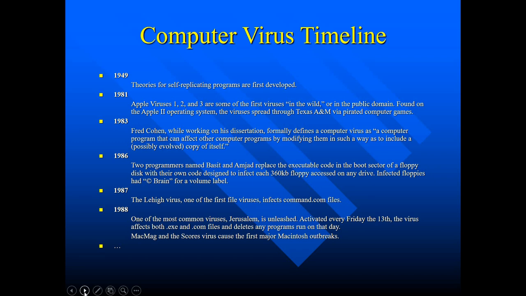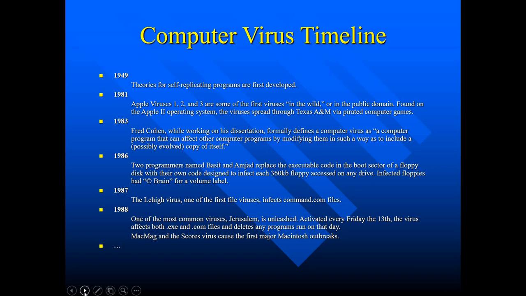In 1983, Fred Cohen, while working on his dissertation, formally defines a computer virus as a computer program that can affect other computer programs by modifying them in such a way as to include a copy of itself. In 1986, two programmers named Basit and Amjad replaced the executable code in the boot sector of a floppy disk with their own code designed to infect each 360 KB floppy accessed on any drive. Infected floppies had (c)Brain for a volume label.